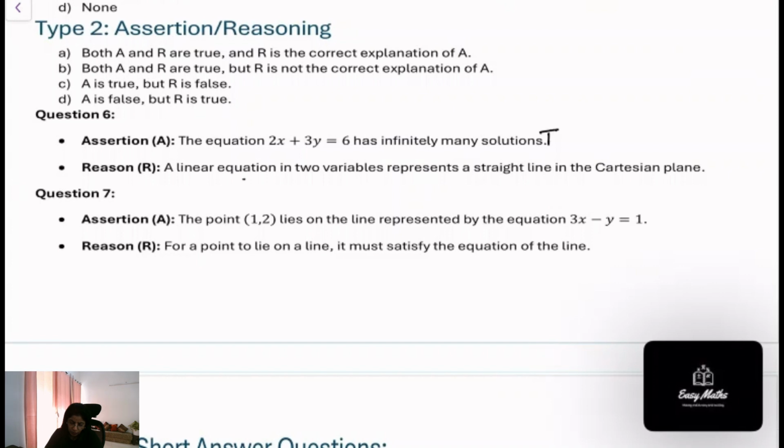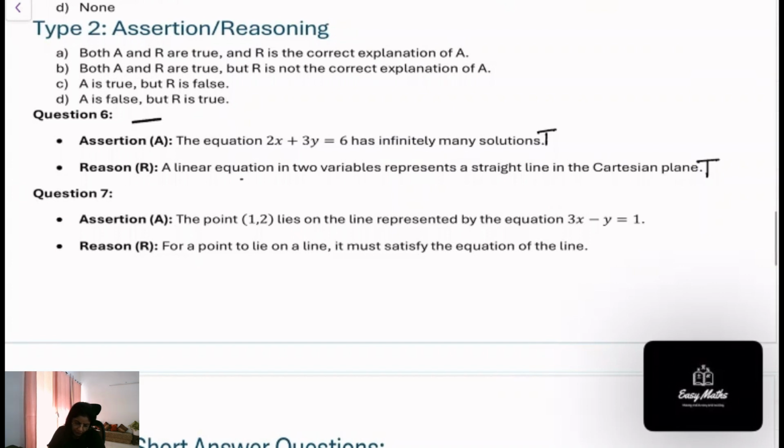Reasoning. The linear equation in two variables represents a straight line in the Cartesian plane. True. But these two statements are not related to each other. That means the answer for this sixth question will be: A and R both are true, but R is not the correct explanation of A. So the answer will be B.